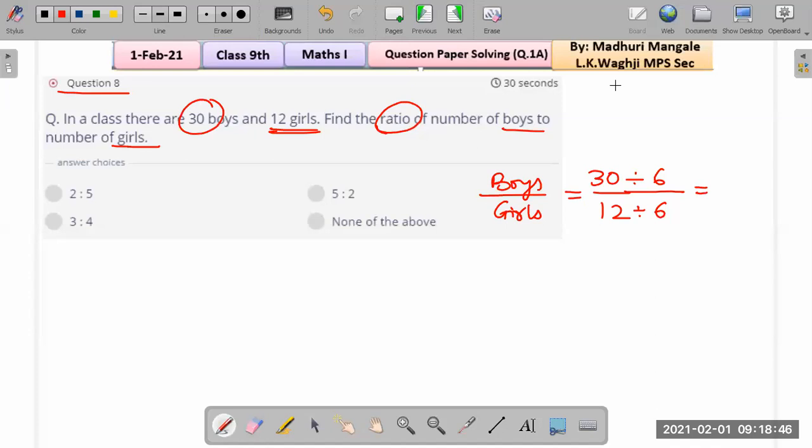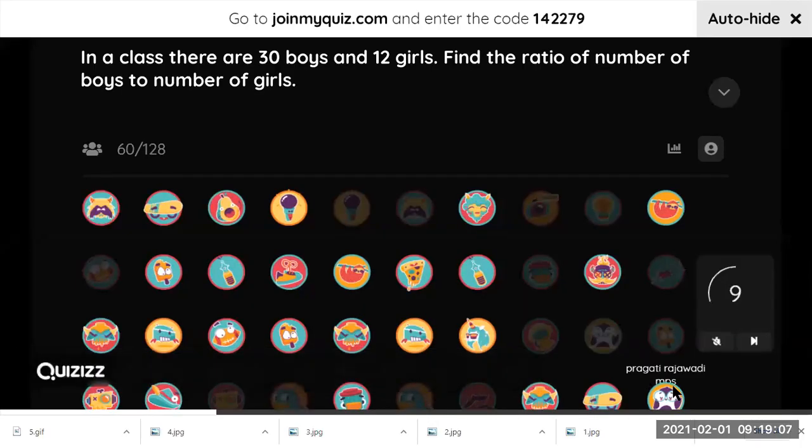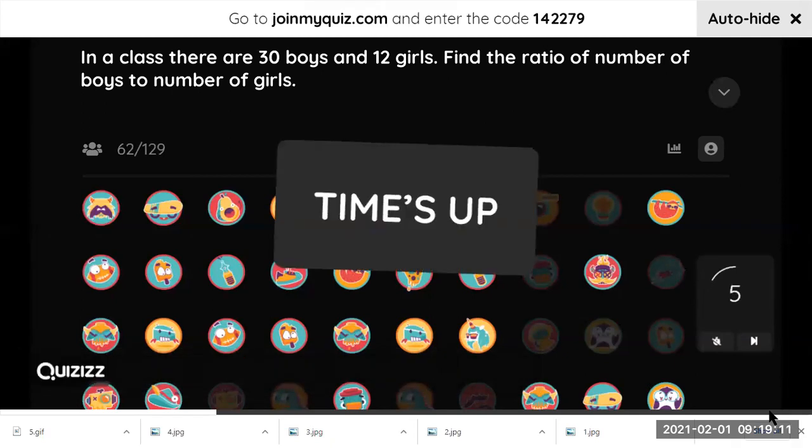All right, please solve it on paper, because when I will switch the screen, you won't be able to see the question, isn't it? You won't be able to see the steps actually. So quickly go to the quiz page and submit your answers. Yes, 10 seconds remaining. 10 seconds. Quickly submit your answers, everyone. And time's up.